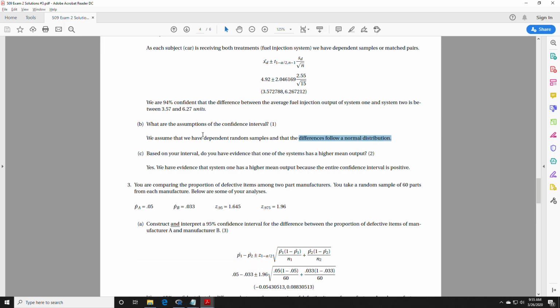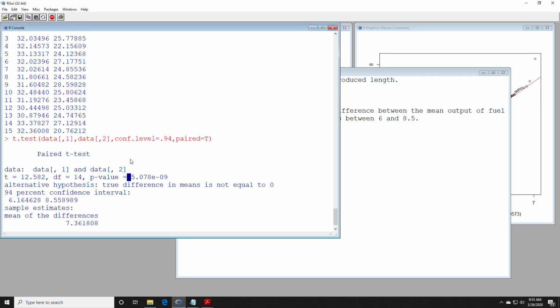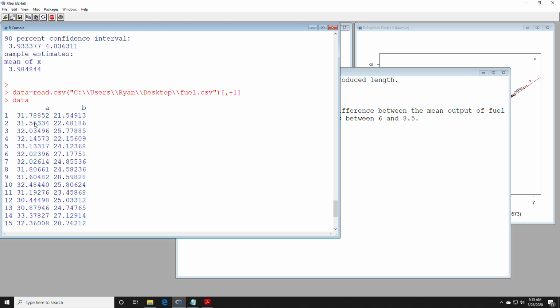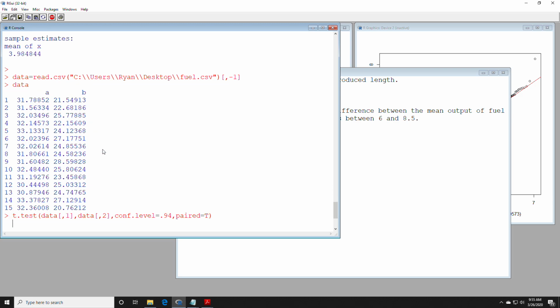So, of course, I might ask you to actually verify such assumptions. So how could we do that? So again, I'm not assuming A has a normal distribution and B has a normal distribution, but I'm assuming that A minus B has a normal distribution. So, 31 minus 21, 31 minus 22.